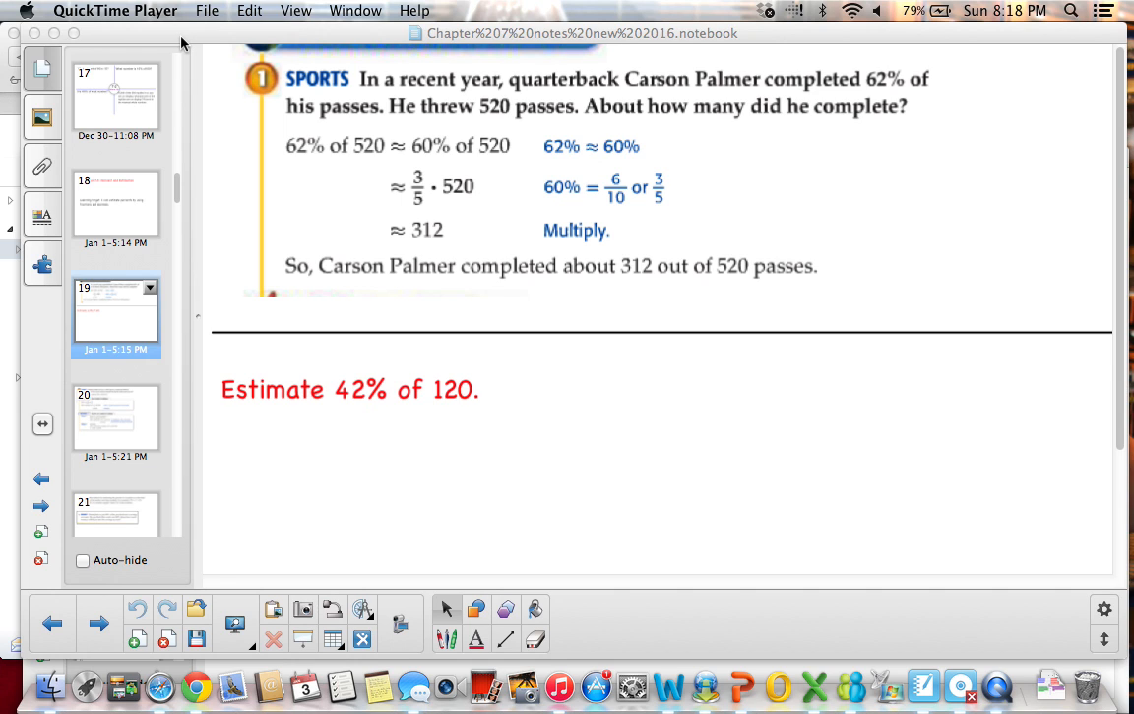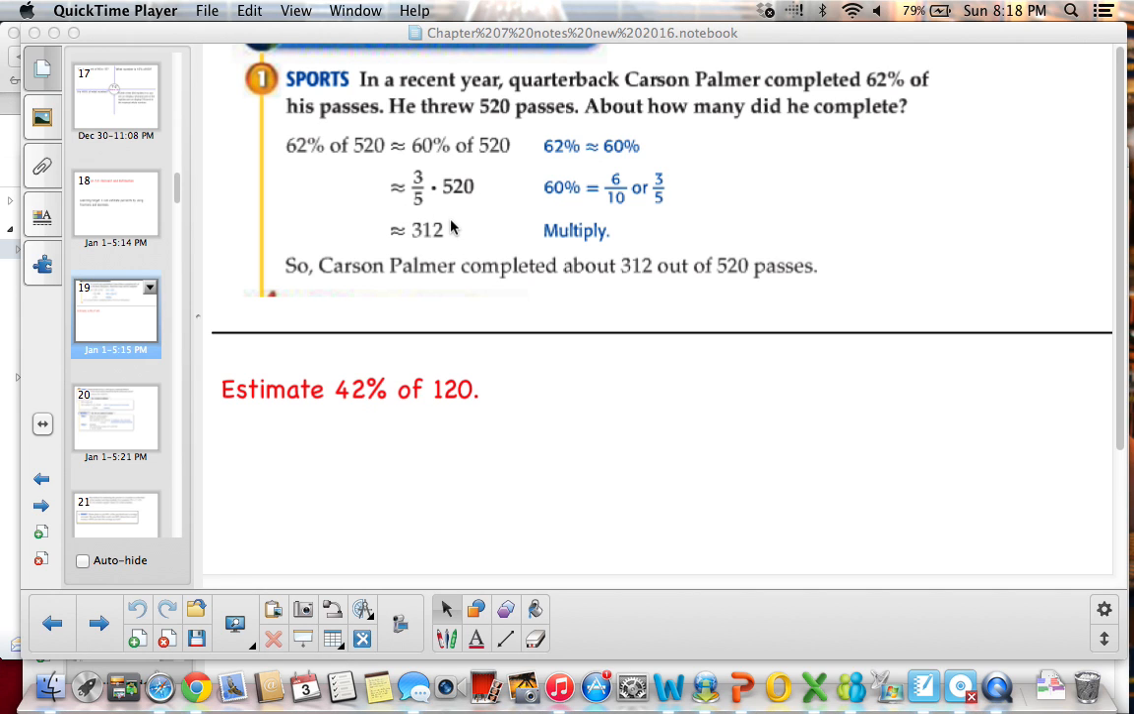So in the example, in a recent year, quarterback Carson Palmer completed 62% of his passes. He threw 520 passes. About how many did he complete? So we can see that we're trying to figure out 62% of 520, which we know 62% is close to 60%. So 60% of 520, we know that 60% is the same as 3/5, because 60 100ths simplifies down to 3/5, and then we multiply that times 520, and we get approximately 312.